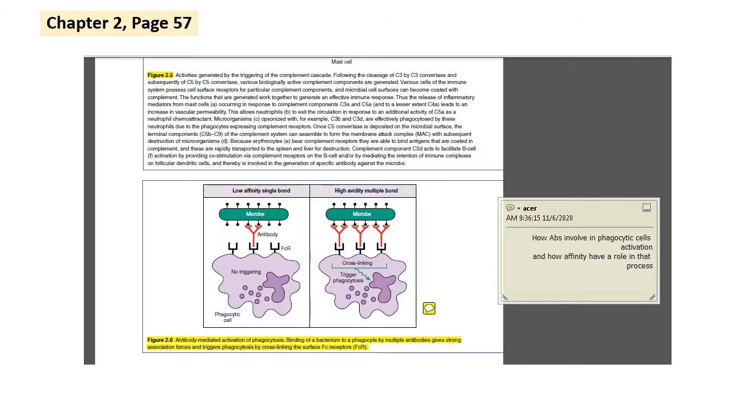In this figure, antibody-mediated activation of phagocytosis is explained. Here, as you see, the binding of a microbe to a phagocyte by multiple antibodies gives strong association forces and triggers phagocytosis, by cross-linking the surface Fc receptors on the phagocytic cell with the Fc region on the antibody.